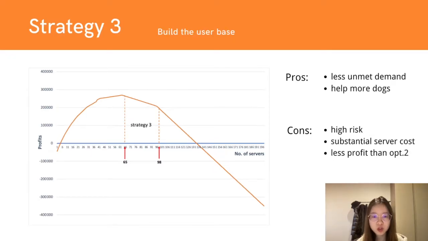The last option focuses on building a large user base. With the increase in the number of servers, Dogpool can meet more demand. When the number of servers reaches 98, the total users won't change anymore, based on the current assumption of fixed user growth rates. So 98 is the maximum number we suggest to rent. The large user base may help to improve brand awareness and contribute to future collaboration. However, the huge capital investment not only decreases the profit, but also increases uncertainty.